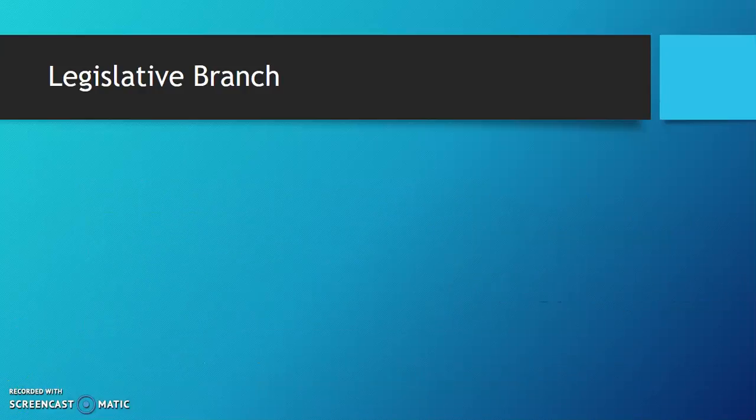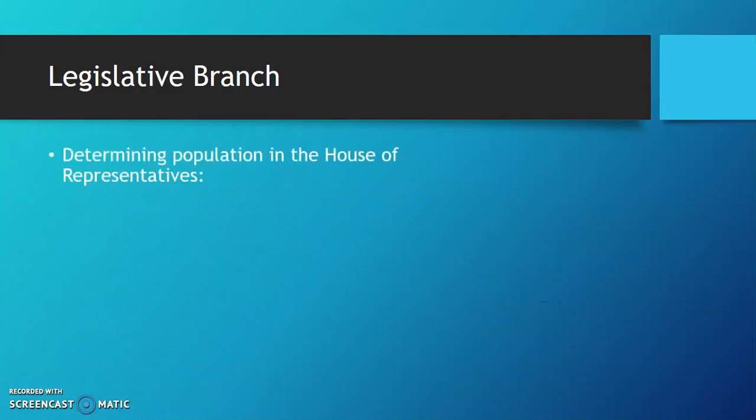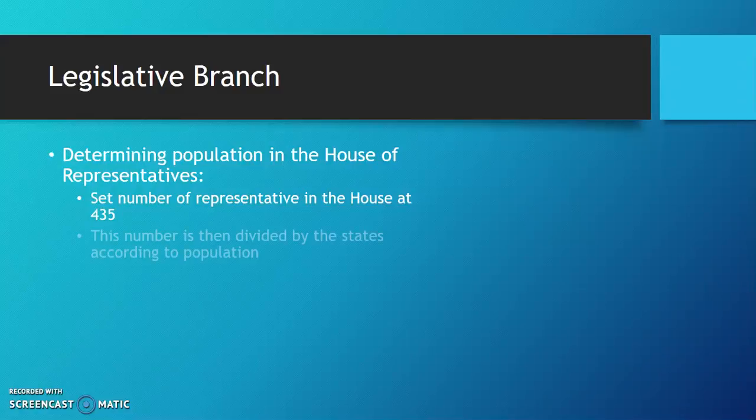Now, a question you may be asking is, how in the heck do they determine population in the House of Representatives? Well, the Constitution sets the number of representatives in the House at 435 members. This number is then divided by the states according to the population.